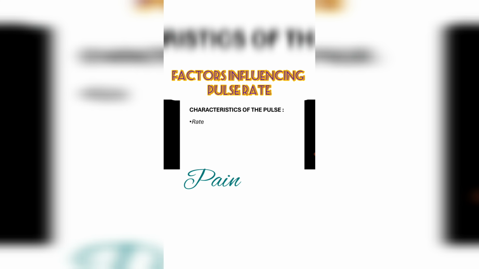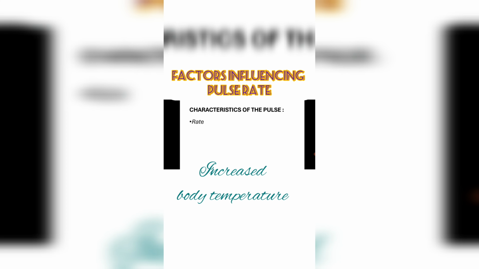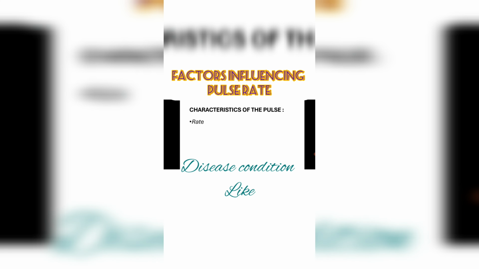Pain. A client in the agony of pain will have an increased pulse rate. Then increased body temperature. When the body temperature is elevated, the pulse rate tends to rise. Then some disease conditions, that is loss of blood, injury to the viscera, shock, etc., increase the pulse rate. Heart diseases, typhoid, infection, etc. have a marked effect on the pulse rate.